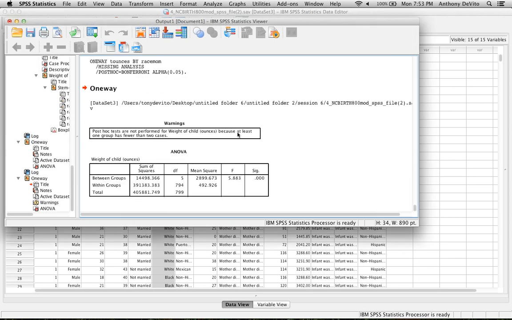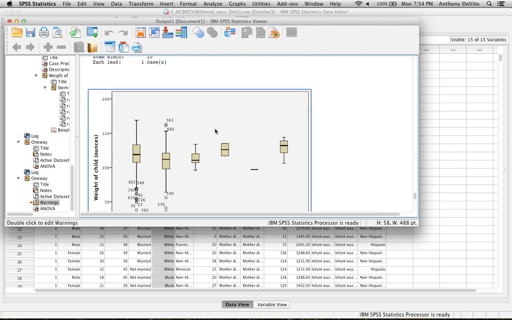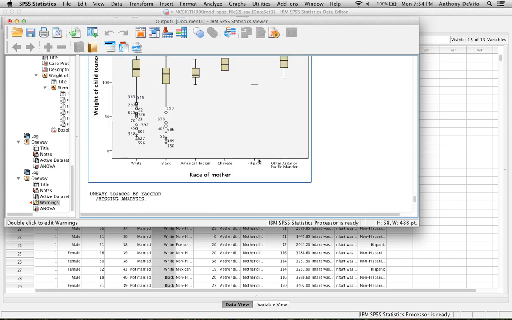Oops, I got a problem there. Not performed as at least one group has fewer than 2 cases. You can't calculate the degrees of freedom for that group because with fewer than 2 cases, 1 minus 1 is 0, and you can't divide by 0. So it couldn't do that. I need to eliminate the Filipino person.